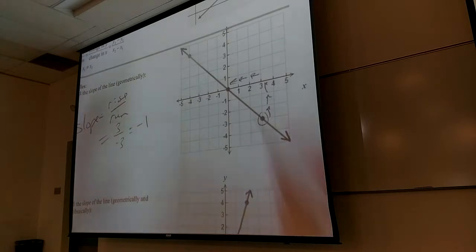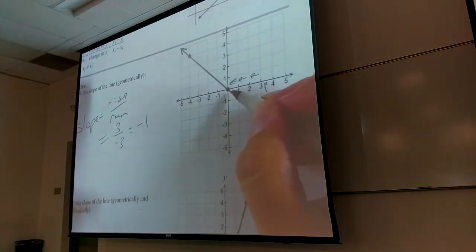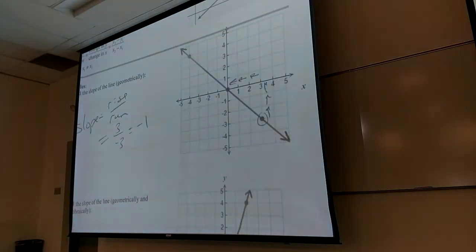Now somebody could argue, what if I start here and go there? Well, this is a straight line. Can the slope change? If the slope suddenly started to change, what would the line do? It would start to curve.